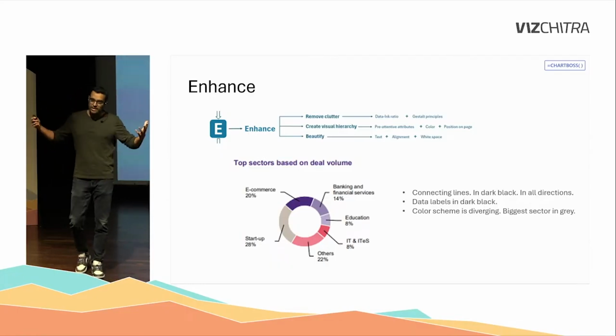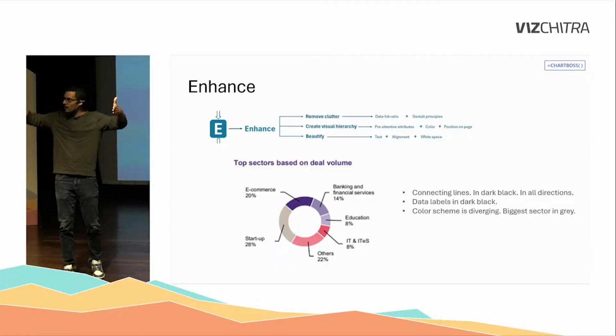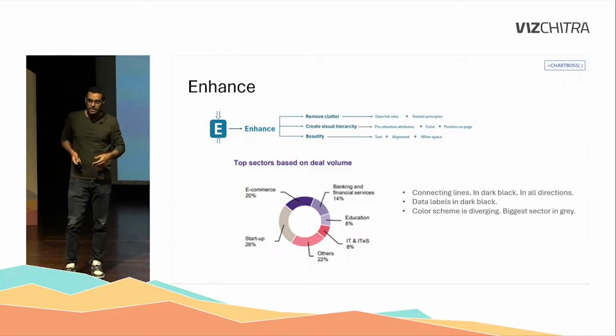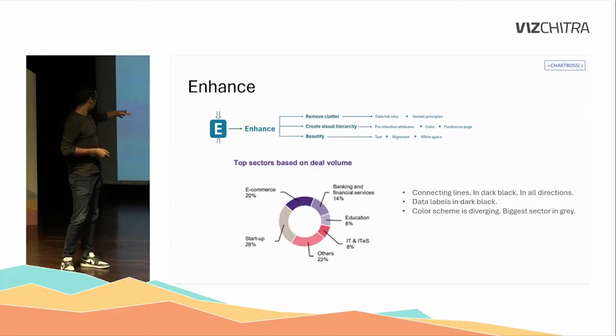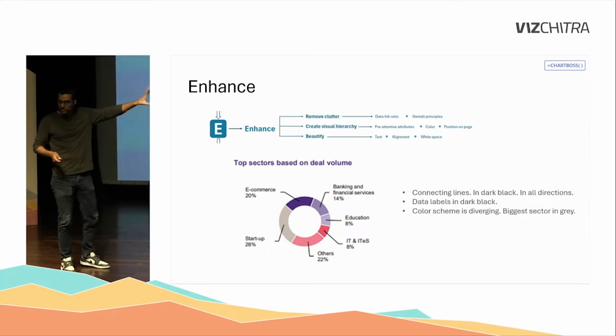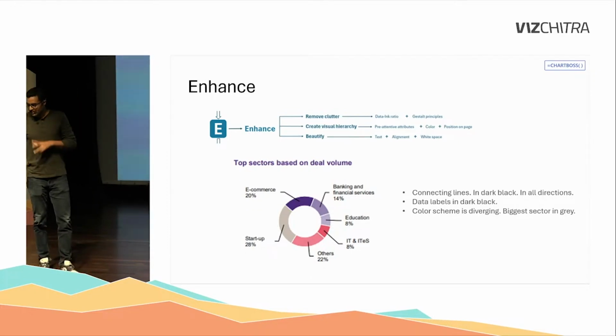We have a color scheme which is completely wrong. It's a diverging color scheme, typically used when you have negative, positive, and a middle value, right? And even worse, the biggest slice has got gray, which is the middle value, right? So this is the enhance part.